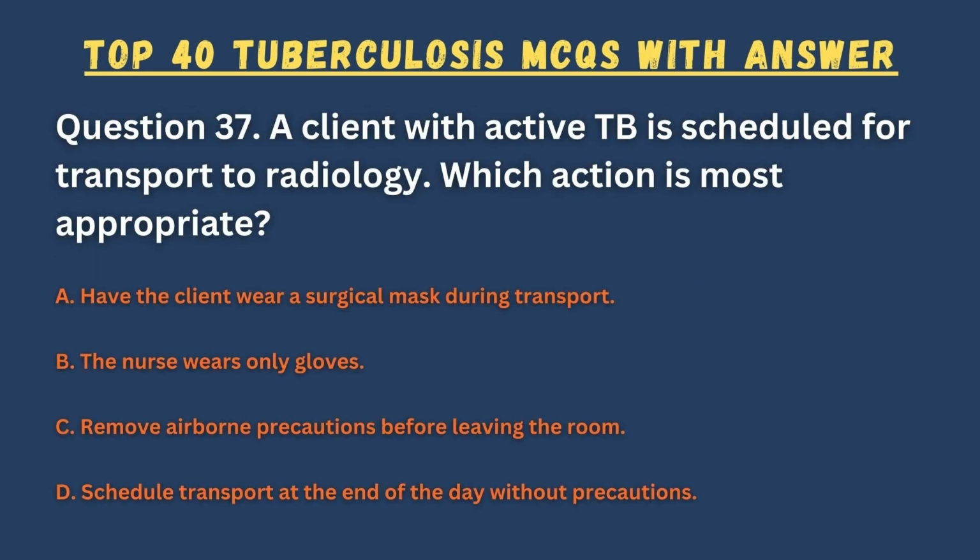Question 37. A client with active TB is scheduled for transport to radiology. Which action is most appropriate? A. Have the client wear a surgical mask during transport. B. The nurse wears only gloves. C. Remove airborne precautions before leaving the room. D. Schedule transport at the end of the day without precautions.